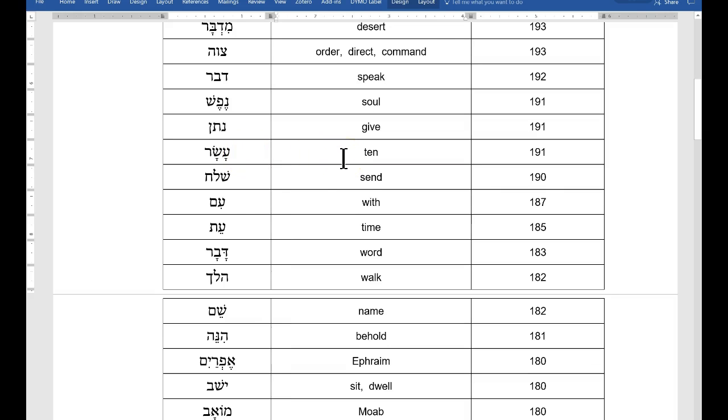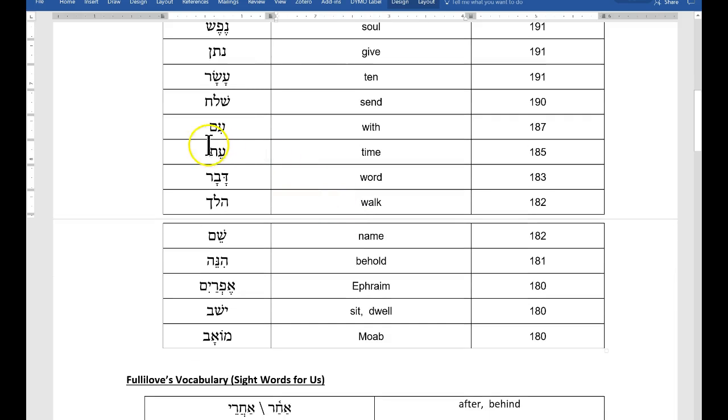Asar is 10. Shalach is send. Im is with. Et is time. Davar will be the noun form of speak or say. Halak, very common word, to walk. Shem is name. Shem, we say, Noah's son, Shem, his name means name. Hineh, behold. Ephraim, notice it's a dual. It looks like it's related to the word fruitful to me, but it's the proper name, Ephraim. Yashav, sit or dwell.